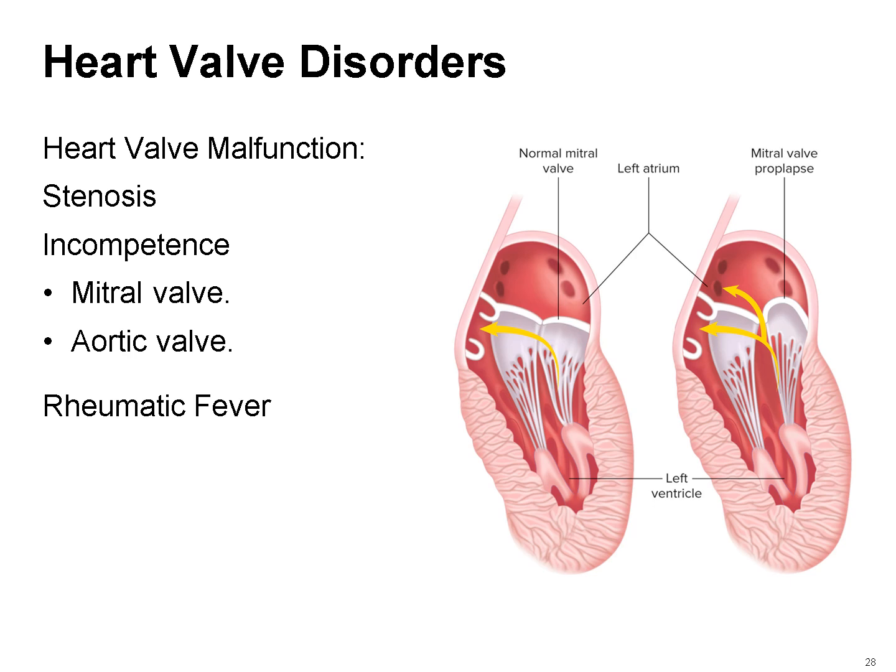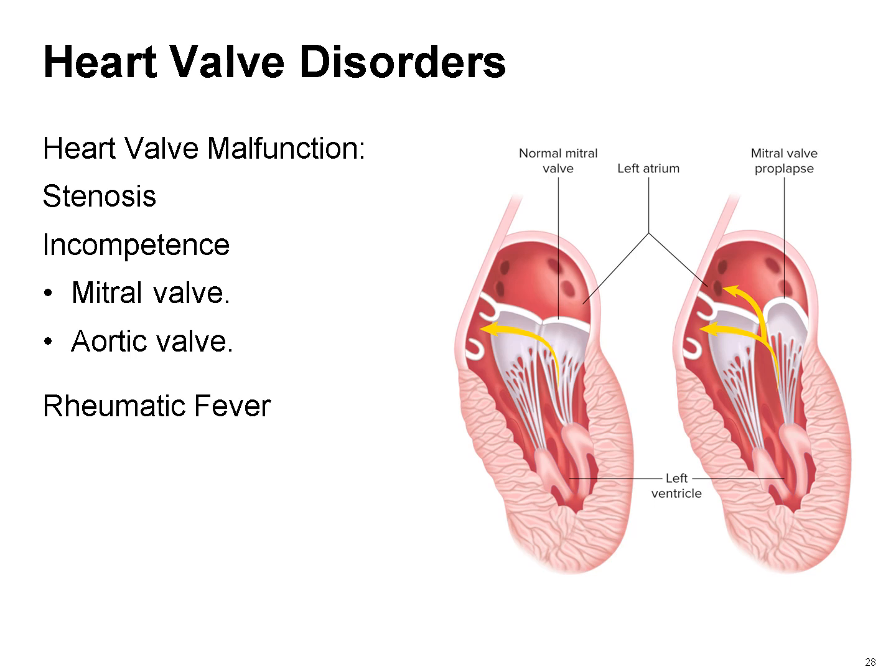Stenosis is where valve does not open fully, restricting blood flow. Incompetence, or regurgitation, is where the valve does not close fully, allowing blood to flow backward. Common valve disorders include mitral valve and aortic valve incompetence. Commonly occurs in the elderly due to age-related calcification.